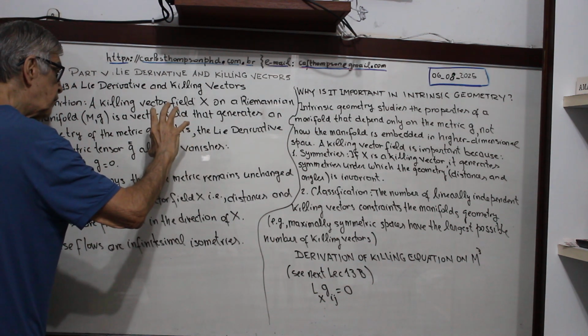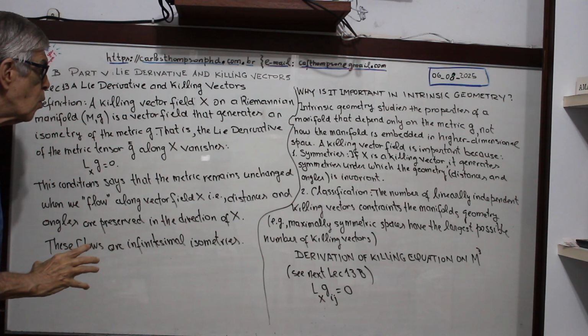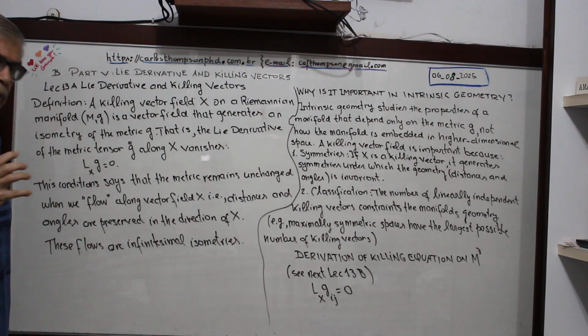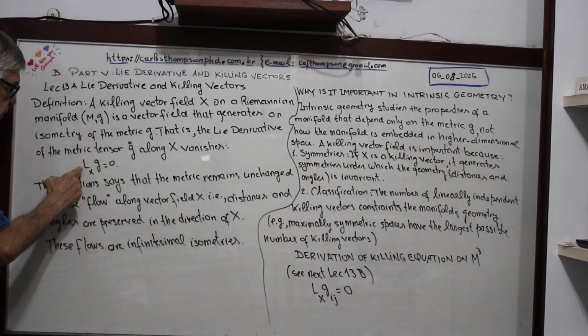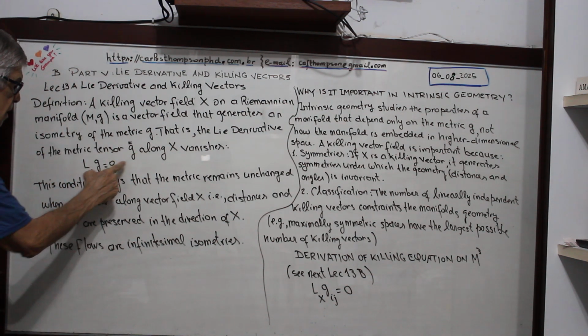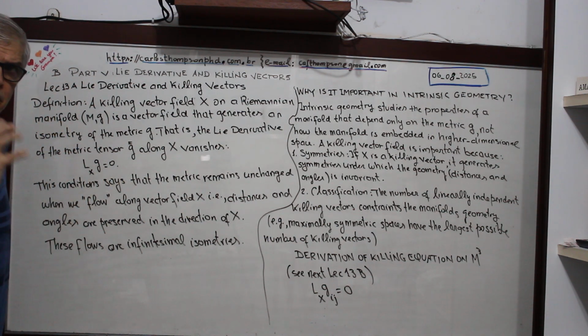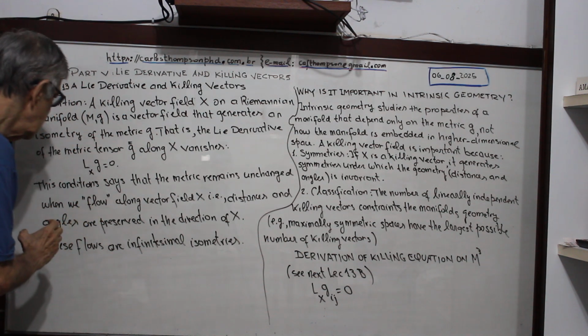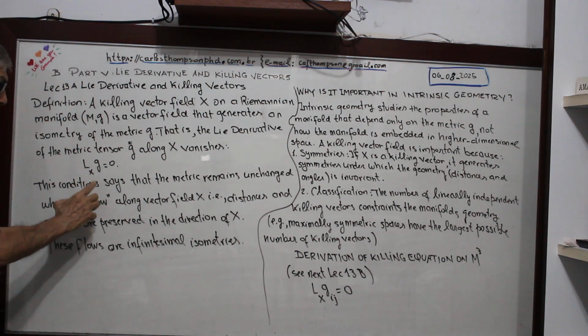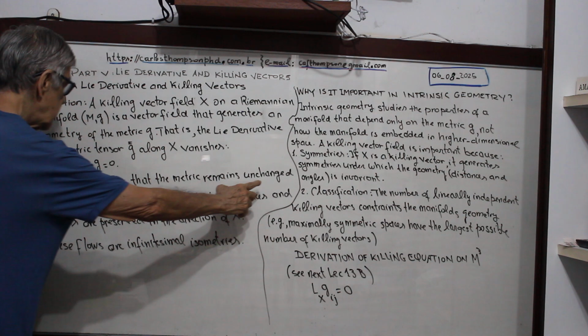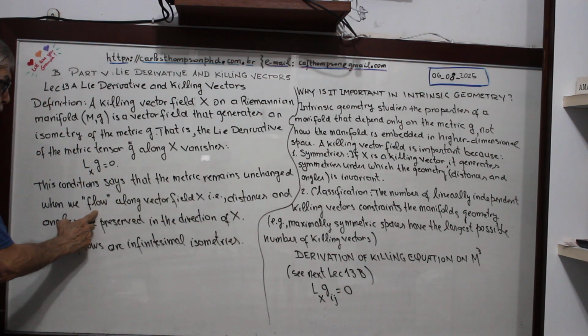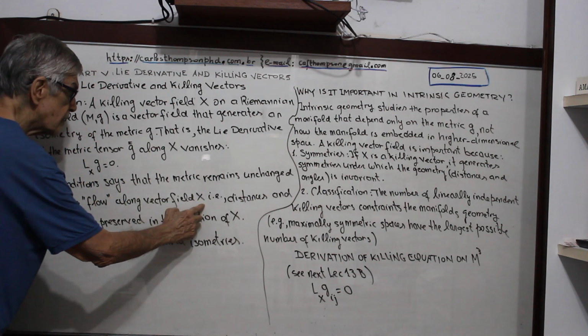That's the definition by which we will obtain the Killing vector equations. You just set L_X g equal to 0. This is the Lie derivative, a special Lie derivative. This condition says that the metric remains unchanged when you flow along the vector field X.